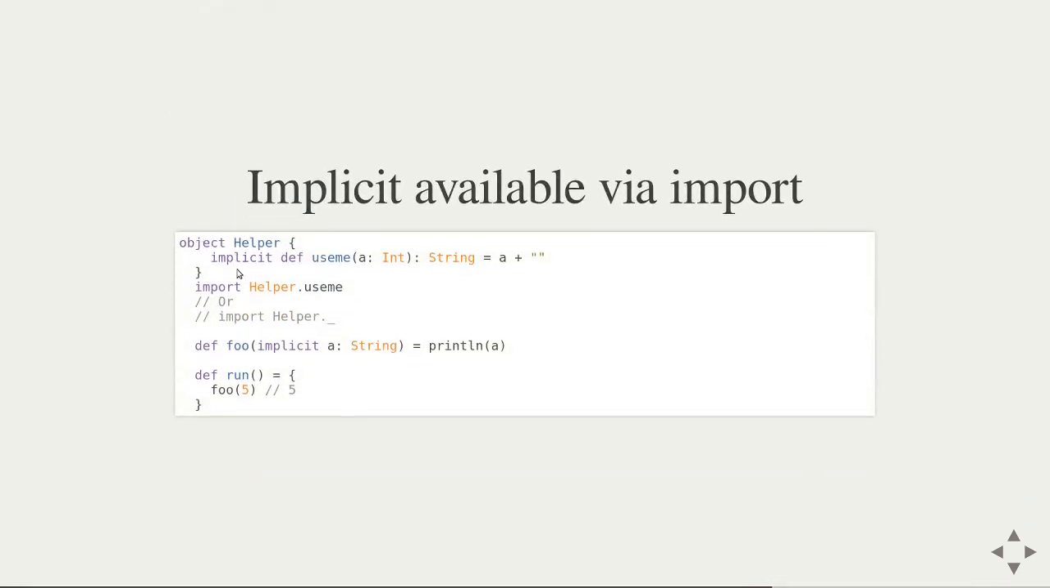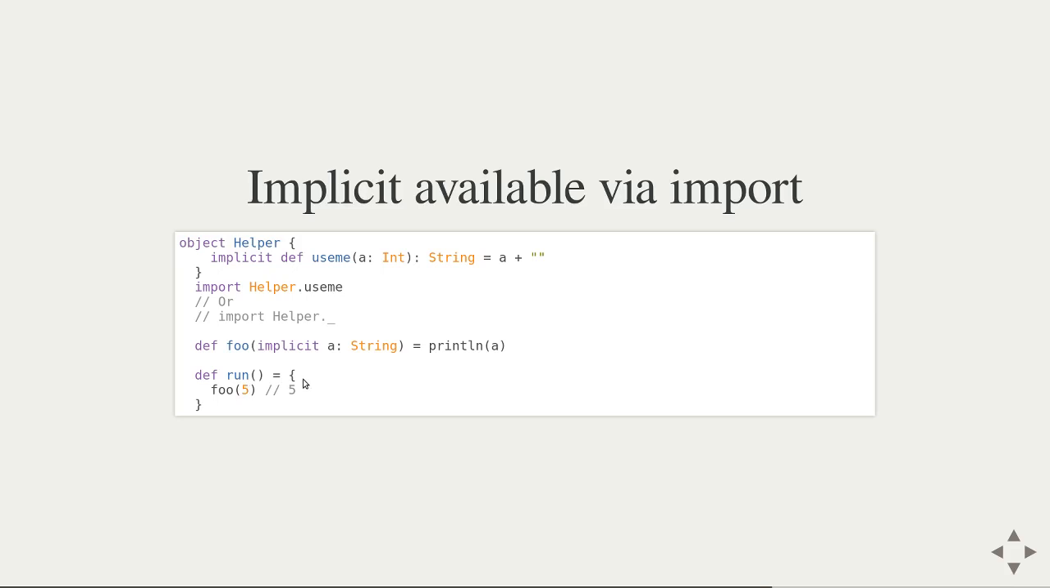Here I have a helper object which has an implicit function that will convert an integer to a string. And then I import that function. And then I've now changed foo so that it accepts an implicit string. I call foo with an implicit string. That's not significant. The fact that it's implicit isn't significant. I invoke foo with an integer. That would give me a type error, but we have imported a function that can convert integers to strings, and now we can invoke foo and everything is good.